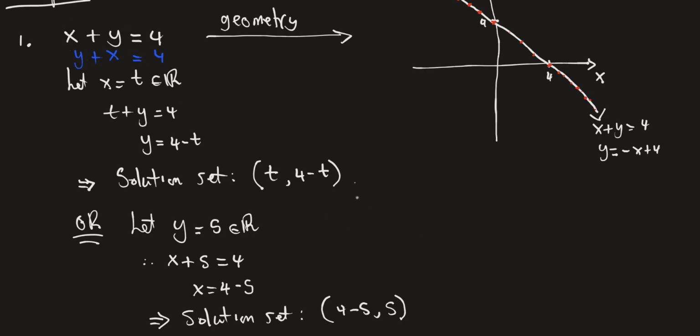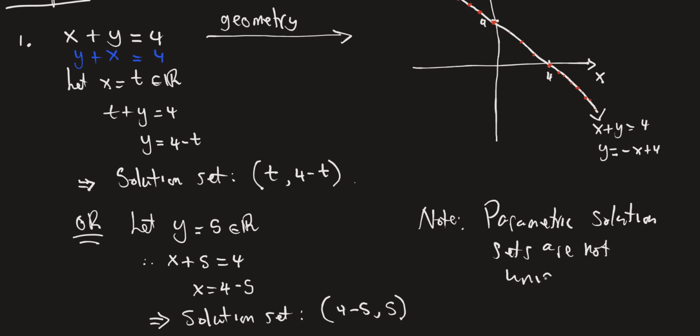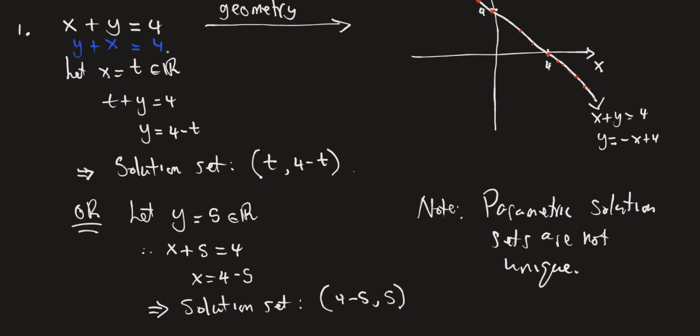So I'll just make a little note on this side. Parametric solution sets are not unique, right? You can have different solution sets for a single linear equation, right?